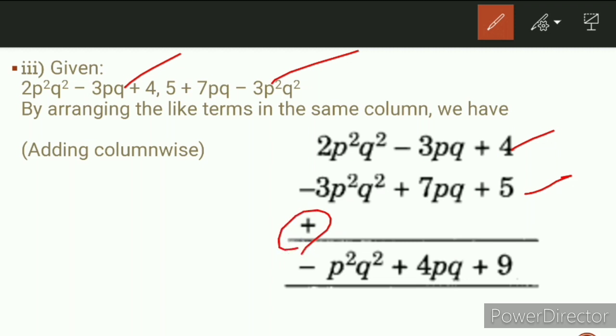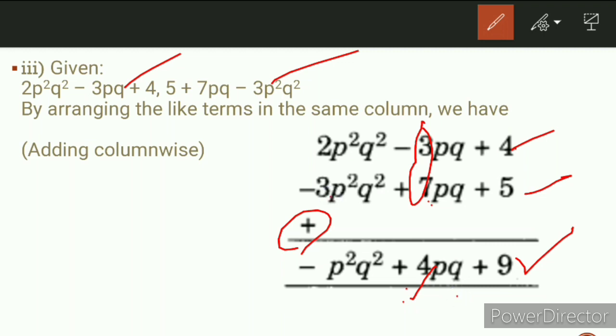We are adding, so a plus sign. Now 4 plus 5 is 9. These two have opposite signs. What should we do? We should subtract the smaller from the greater number and put the greater number's sign only. The greater number here is 7. 7 has plus, so plus 4.